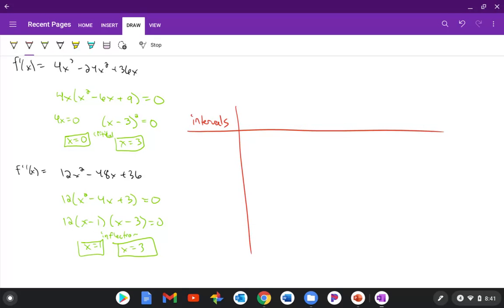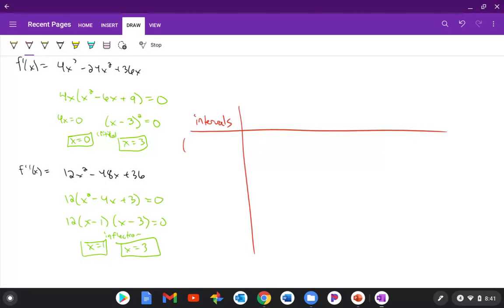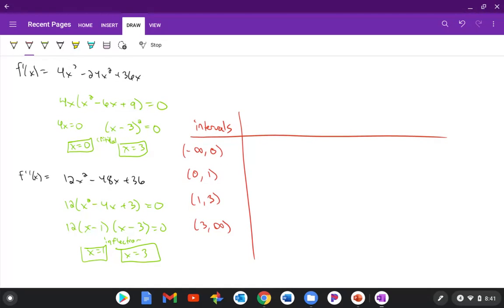Again, we got to consider all of these. So our first one's always negative infinity up to our first one, which is going to be 0 in this case. 0 to our next one, which is 1. 1 to our next one, which is in both, it's 3. And then 3 to infinity. Once you get the hang of this, it really isn't bad. Just can take a little time.